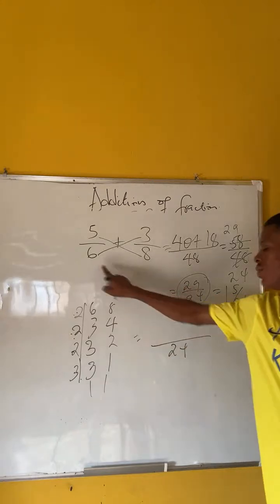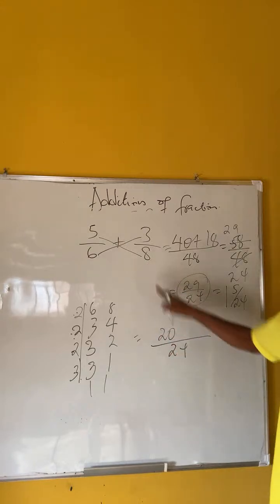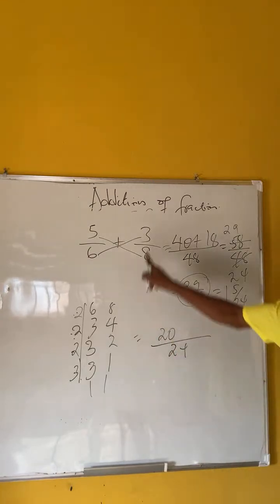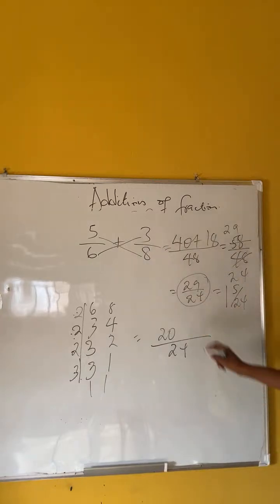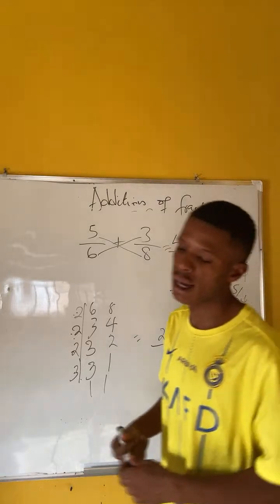Then use 6 to divide 24. You get 4. 4 times 5 is 20. Use 8 to divide 24. You have 3. 3 times 3 is 9. If you add them, you have 29 over 24. And that's the answer, which is what we got here. Then it reduces to 1 whole 5 over 24. And that's the required answer.